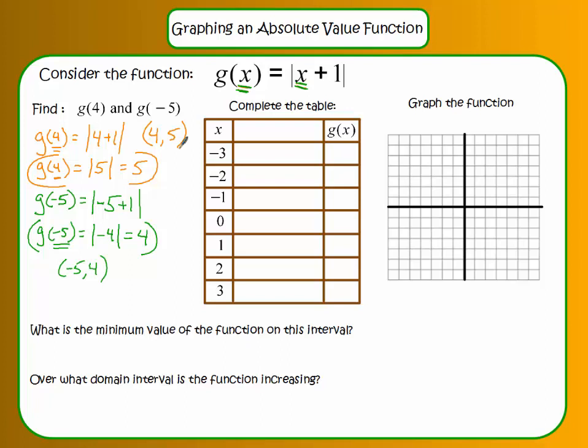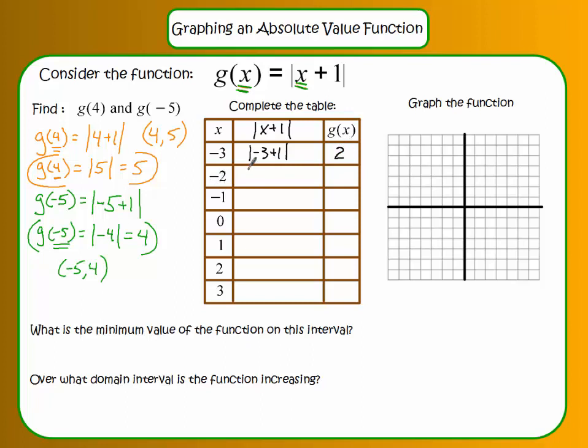Let's take a look at completing the table piece here. First I'm going to write in the function. So the function is absolute value of x plus 1. So now when I plug in numbers, I know what's going on. I plug in negative 3 for x, so negative 3 plus 1. Negative 3 plus 1 is negative 2. And the absolute value of negative 2, how far is negative 2 away from 0? It is exactly 2 units.